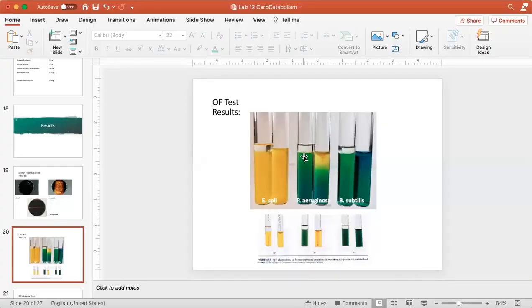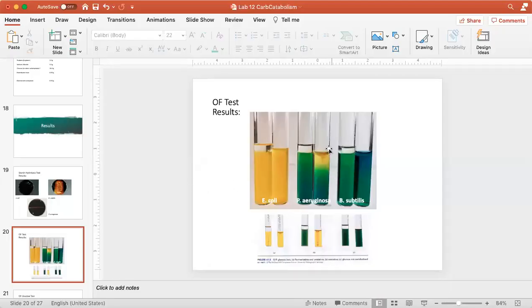All right, now take a look at the Pseudomonas. We'll start with the fermentation tube. Can Pseudomonas ferment glucose? Compare it to the Bacillus. Those look very similar, don't they? Pseudomonas is not fermenting that glucose. If Pseudomonas was fermenting that glucose, the pH would have changed. It would have become acidic and the tube would have turned yellow. I don't see that. I see green. No fermentation.